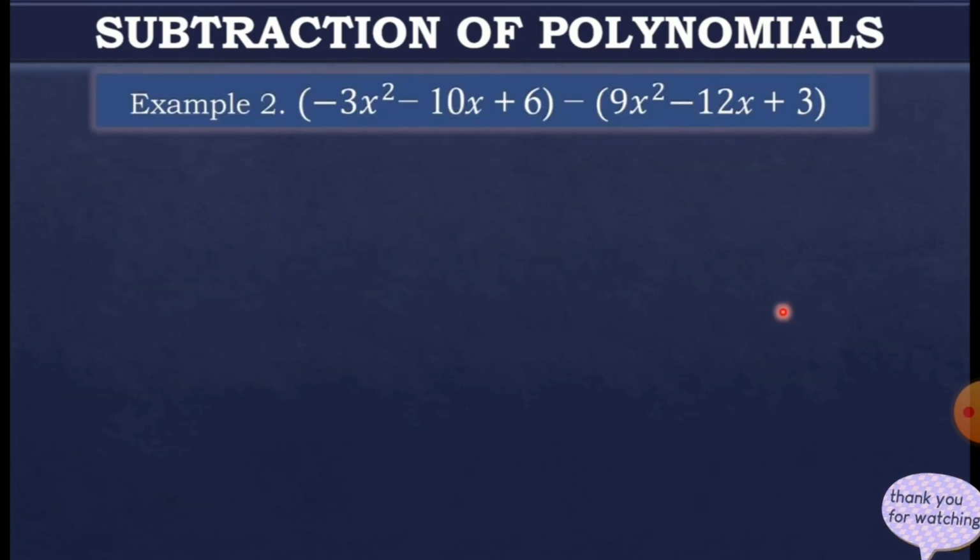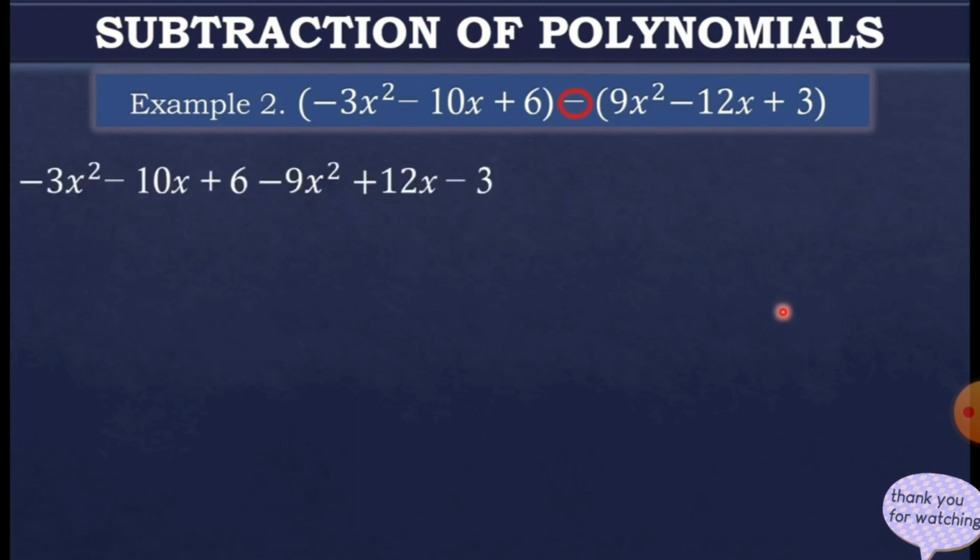Example number 2. So we have two expressions again, and the operation is subtraction. So again, we have to change the sign of the subtrahend. So from positive 9x squared magiging negative 9x squared. Then negative 12x magiging positive 12x. Then positive 3 magiging negative 3. So that's the step 1. Change the sign of the subtrahend. So you have to remember that.